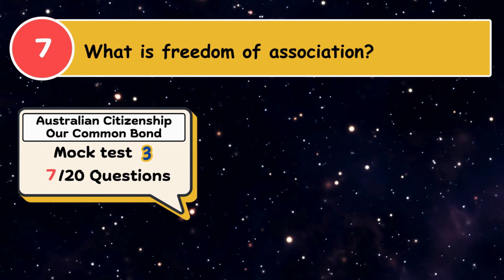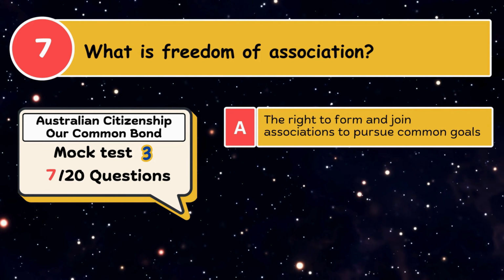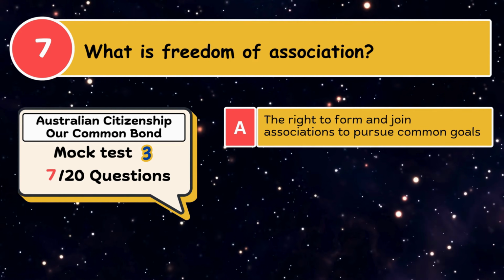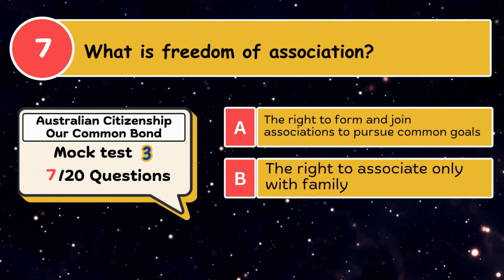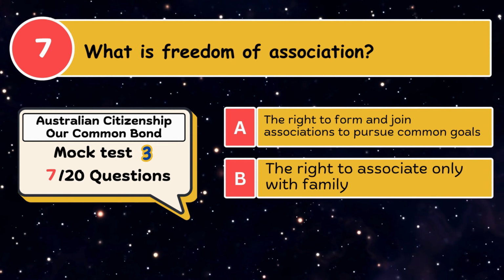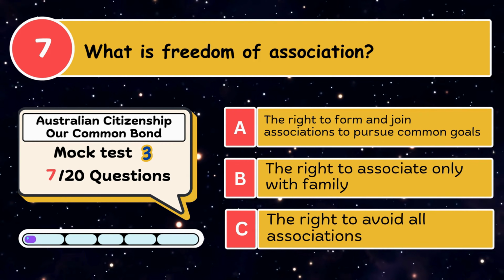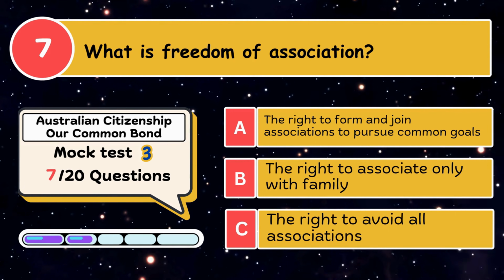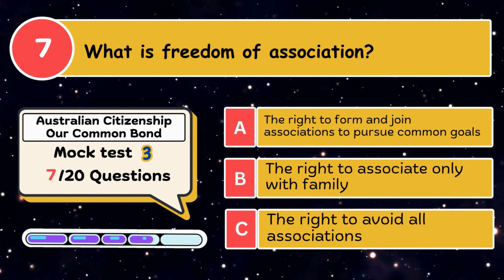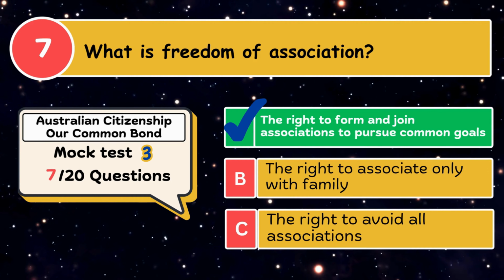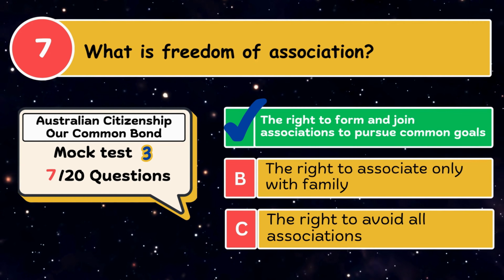What is freedom of association? A. The right to form and join associations to pursue common goals. B. The right to associate only with family. C. The right to avoid all associations. The correct answer is the right to form and join associations to pursue common goals.